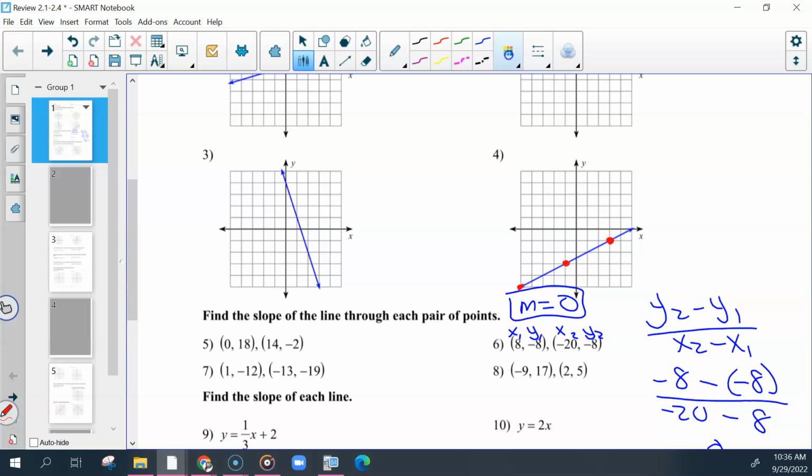Start at one of them, and you're going to count your slope to the next one. Remember, go up or down first, then left or right. So if I start here and go here, I'm going up 2 to the right 4. But I can always simplify, so make sure you do that. So my slope would be 1/2.